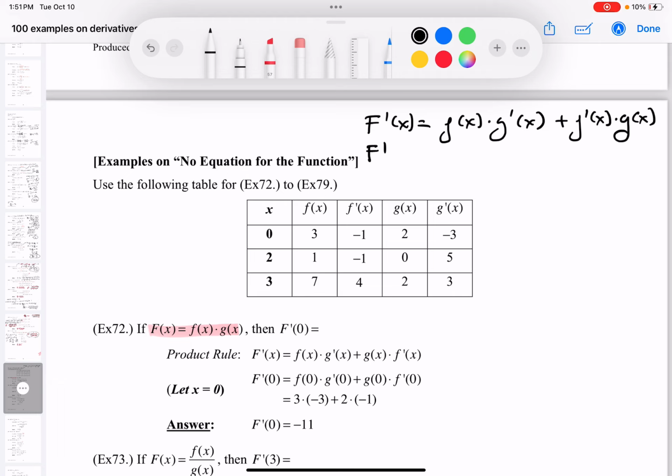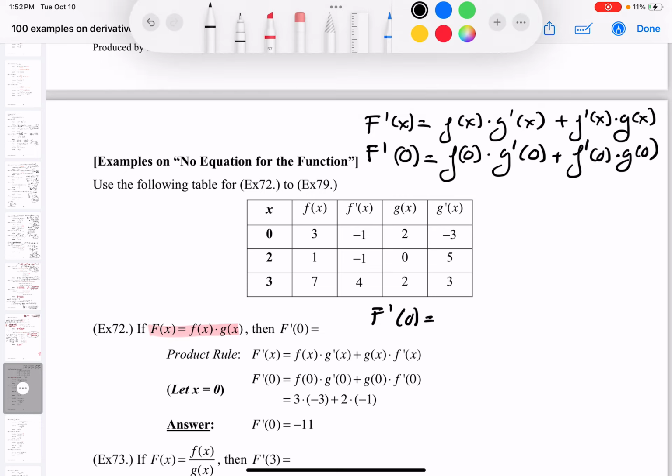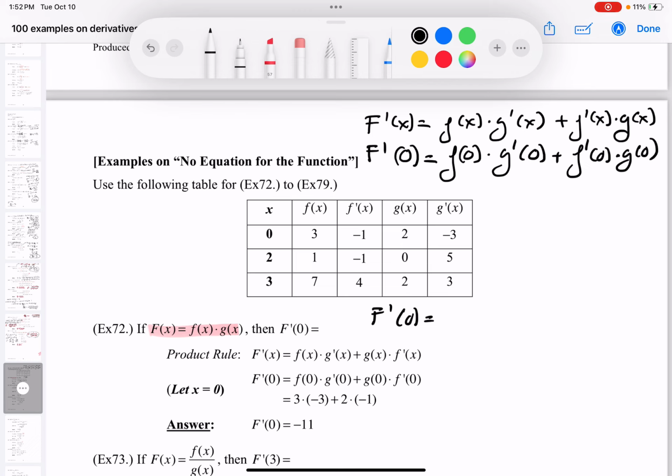So f prime of 0 is going to be f of 0 times g prime of 0 plus f prime of 0 times g of 0. All right, let's see if I can do that. What's f of 0? I got to look at that. So f of 0 is just 3. I'm looking at the table, by the way. What's g prime of 0? G prime of 0 is minus 3.